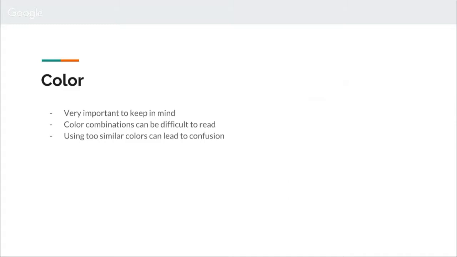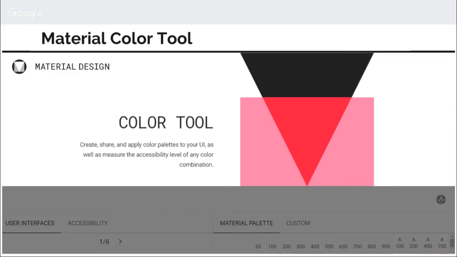And sometimes even if your colors are too similar, it will be confusing, right? Maybe the divisions aren't showing right, or the type of items aren't getting mixed up right. Well, of course, Google has a solution for that. And they have this, the material color tool. It's on the material.io website.